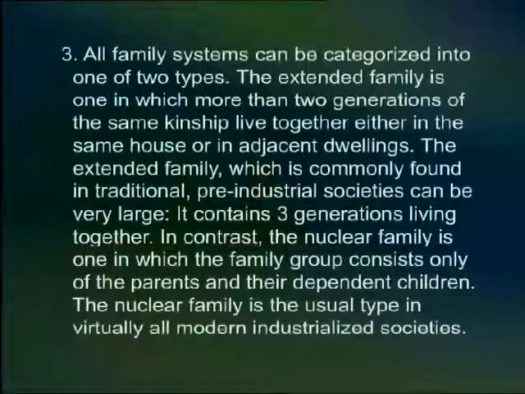Right. Let us look at a third example. We've had a similar sample some lessons ago, and it's about the family system. All family systems can be categorized into one of two types. The extended family is one in which more than two generations of the same kinship live together, either in the same house or in adjacent dwellings. The extended family, which is commonly found in traditional pre-industrial societies, can be very large. It contains 3 generations living together.